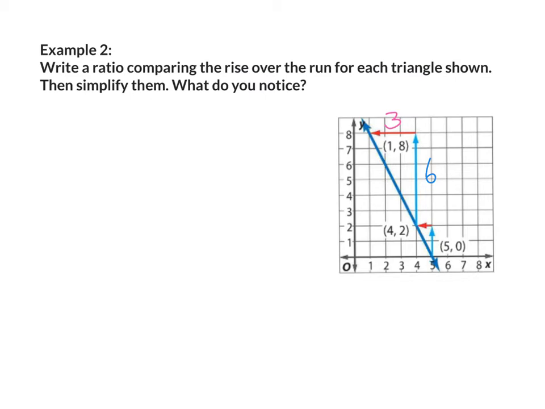However, I notice that the slope is going down, so my rise is going to be negative 6 divided by 3. That's going to give me a negative 2.